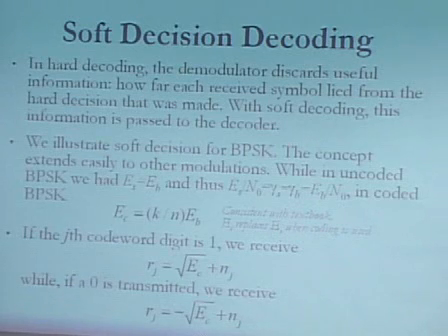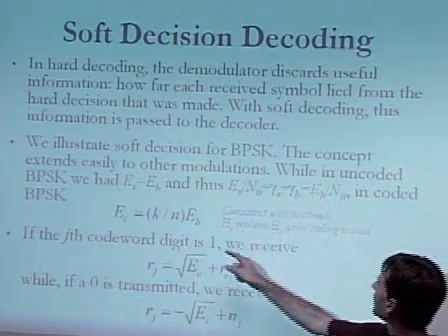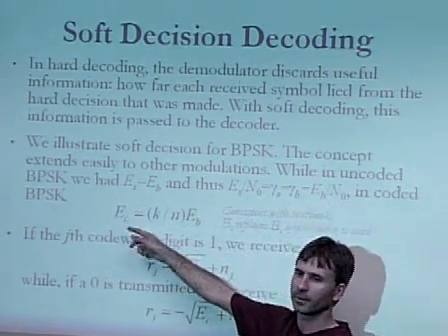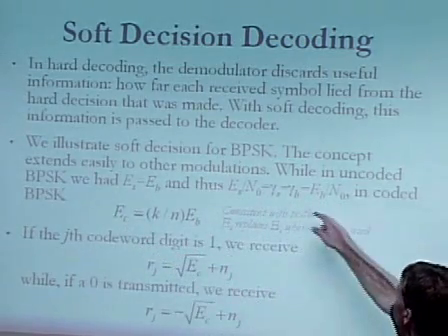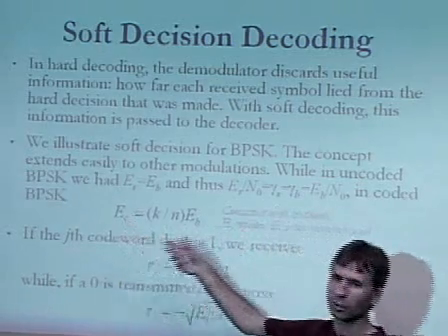Now, in encoded BPSK, we're going to replace the symbol S with C. So instead of ES, we're going to talk about EC, just because it's coded. So it's a distinction.